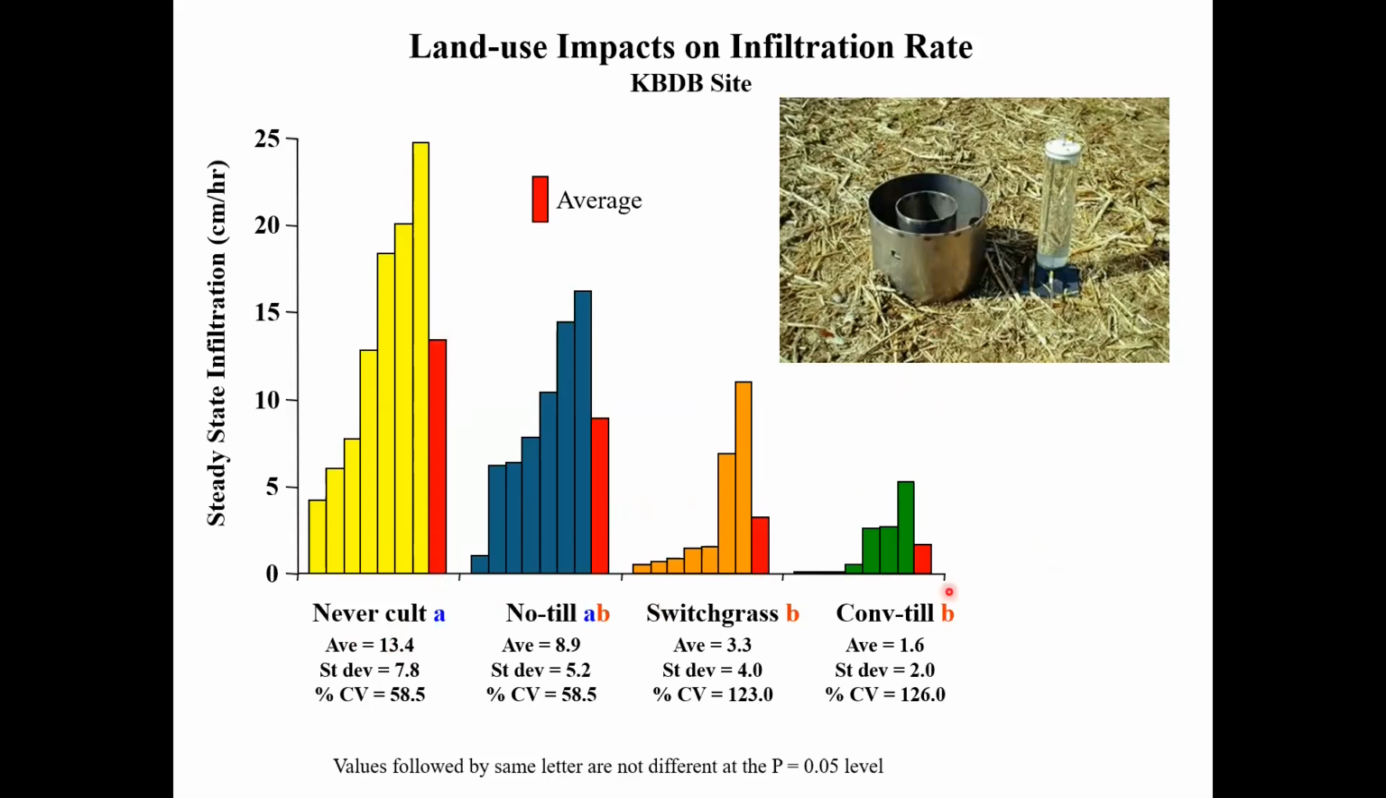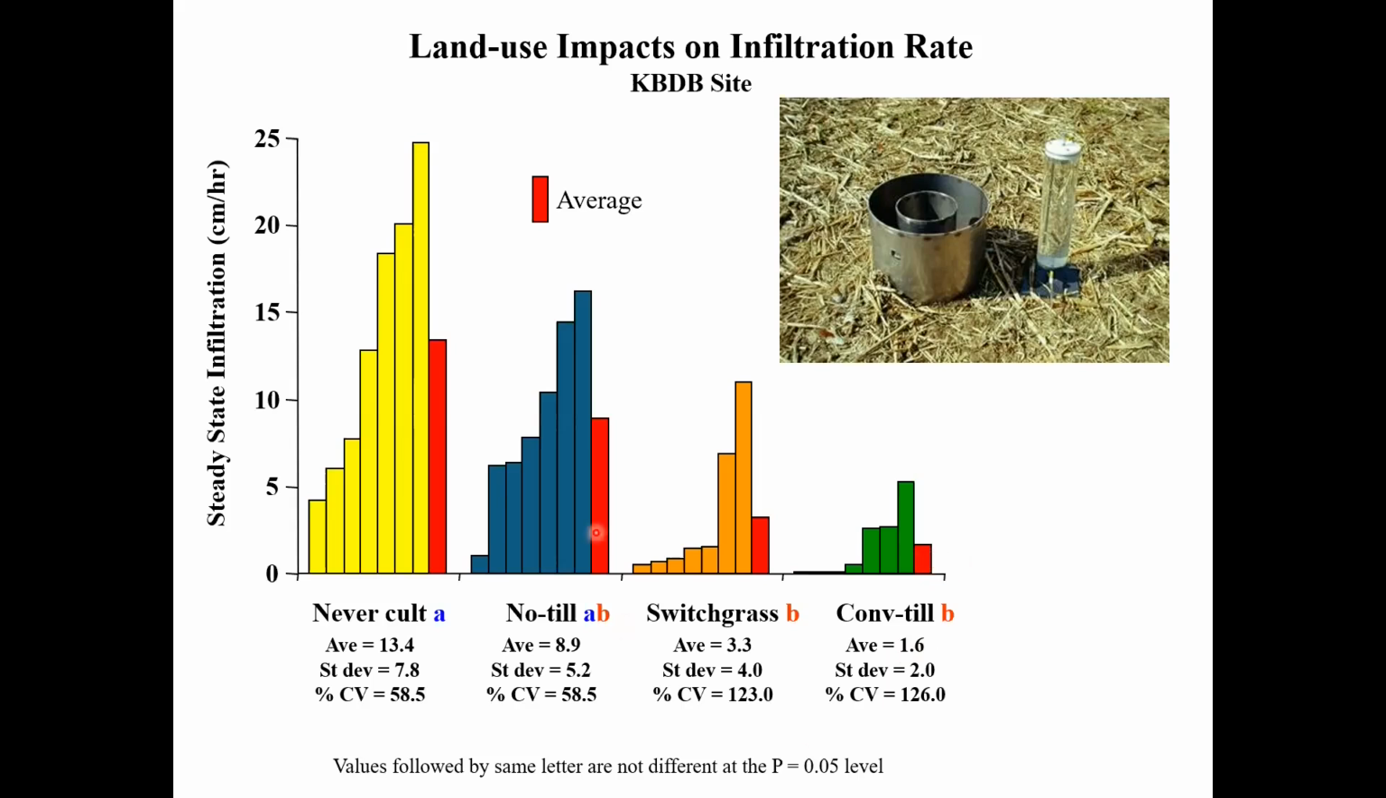If we go to the conventional till, there's seven columns here. The first three are zero. No water, won't even go in. But we have 1.6. So what that means is if we get a half inch of rain in a conventionally tilled field, we now have runoff and erosion.